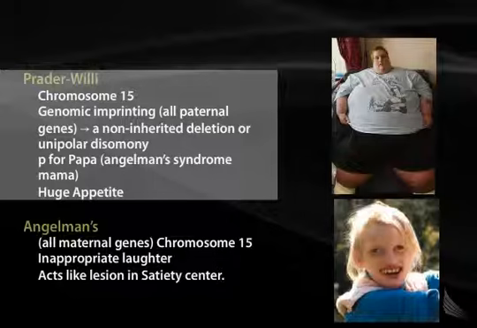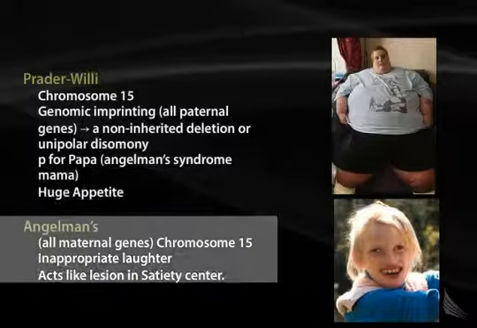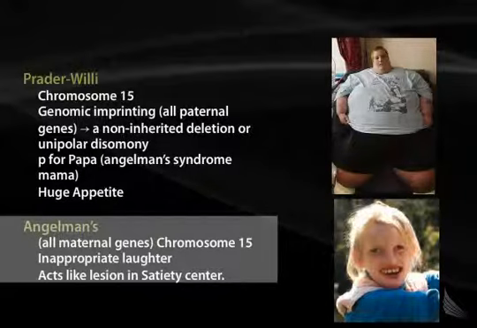Patients with Prader-Willi syndrome have a huge appetite and are often significantly overweight later on in life. Angelman syndrome is again on chromosome 15, but as another example of genomic imprinting, is encoded by maternal genes. Angelman syndrome clinically presents with patients who have lesions in the satiety center and therefore are not hungry. Patients often have inappropriate laughter as well as cognitive impairment.